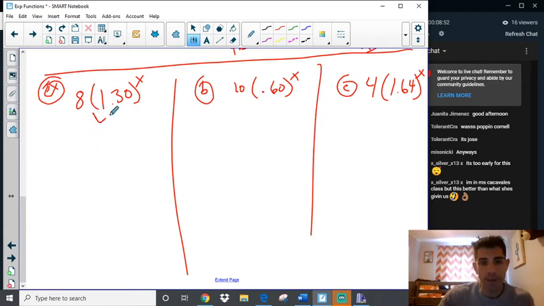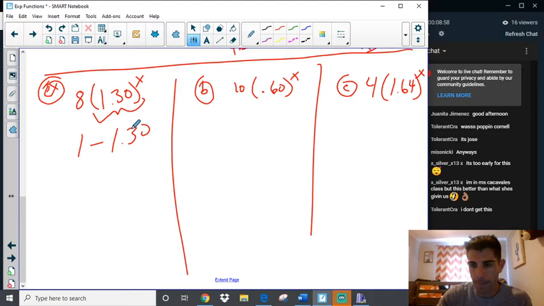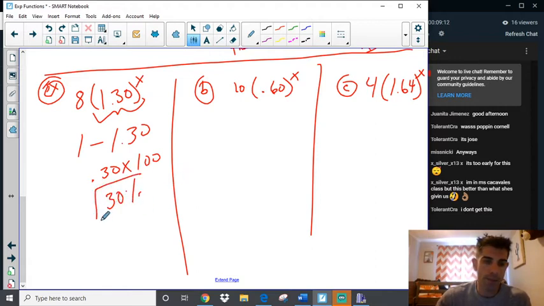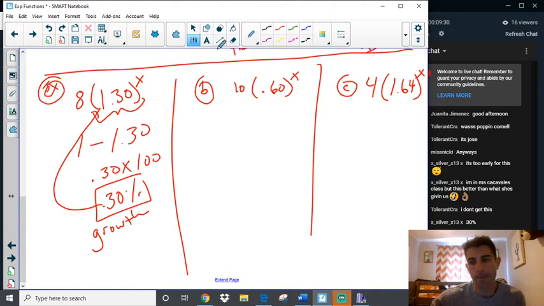So again, we take the number inside the parentheses and subtract it from 1. You'll get negatives, just ignore negatives. So 1 minus 1.30 is 0.30. Then we multiply by 100, and that gives us 30. So I know that the percent is 30. Now, is it a growth or a decay? To know, go back and look over here. Is the number 1.3 greater or less than 1? If it's greater, we say it's a growth.